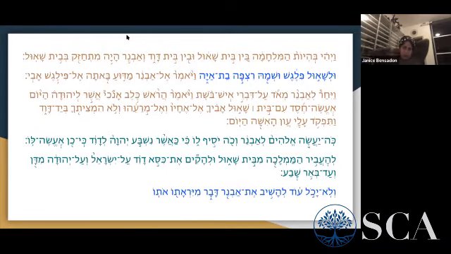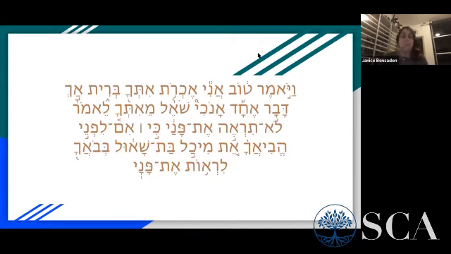And Ishboshet doesn't know what to say. He has no response. He's so afraid of Avner that he has no response. And Avner then goes out and wants to make a brit with David. And David wants this because David's saying, "Yay, we could finally make a peaceful unity, and we won't have to have a war."